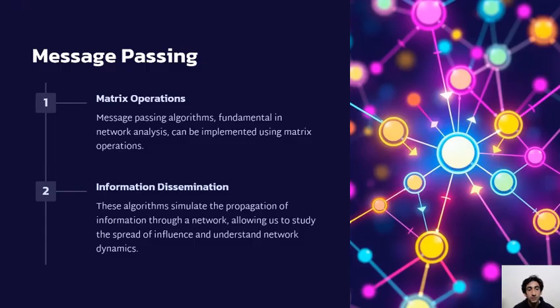So now we'll discuss message passing, and what message passing involves. Starting with matrix operations: message passing algorithms, fundamental in network analysis, can be implemented using matrix operations. And moving on to information dissemination. These algorithms simulate the propagation of information through a network, allowing us to study the spread of influence and understand network dynamics.